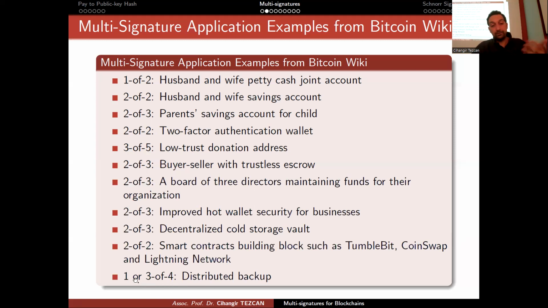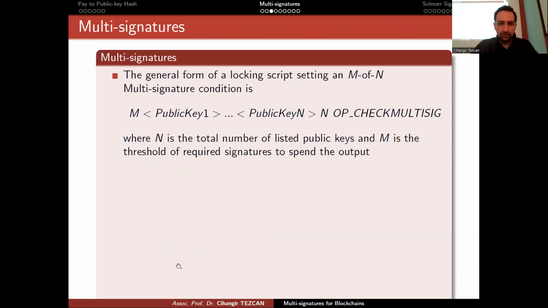This means that you can give some of your friends some public and private keys. So if something happens to you, 3 of your trusted friends can get together and save your money. That's the idea. Okay, so there are many use cases for multi-signatures. So let's see how it works.